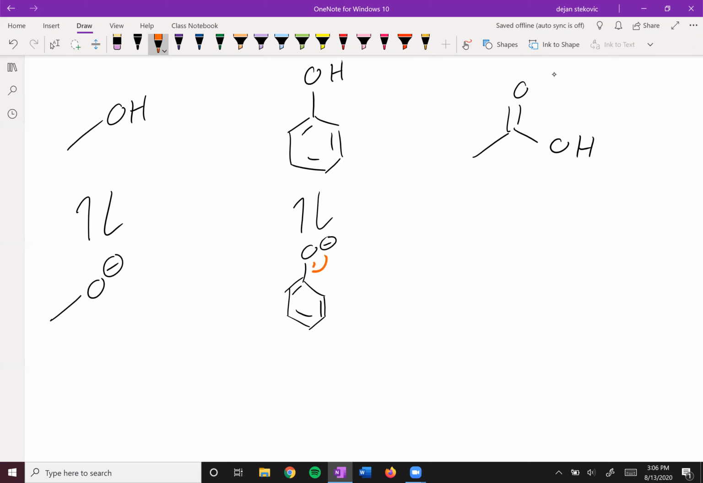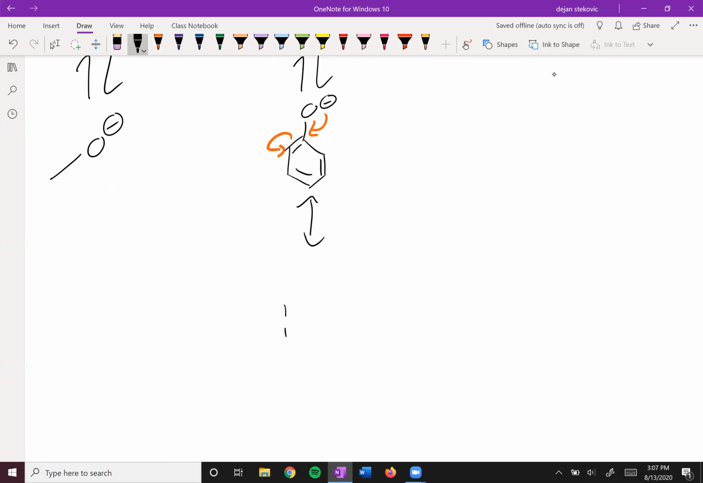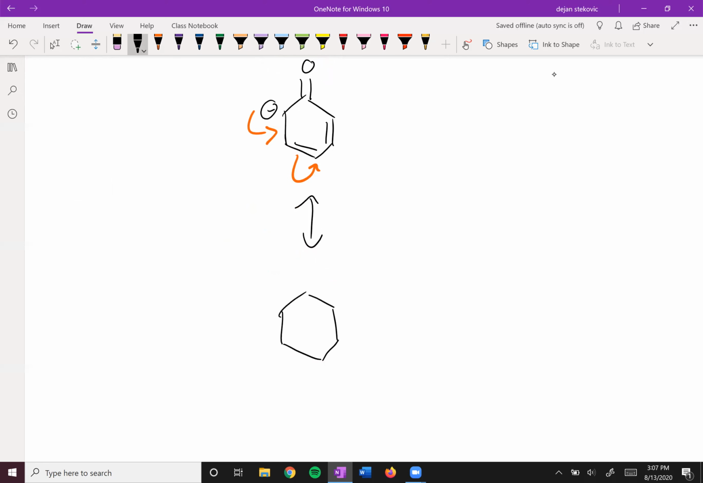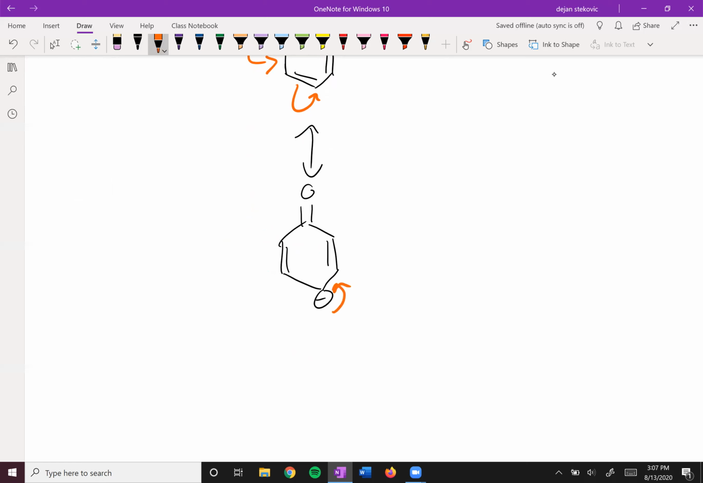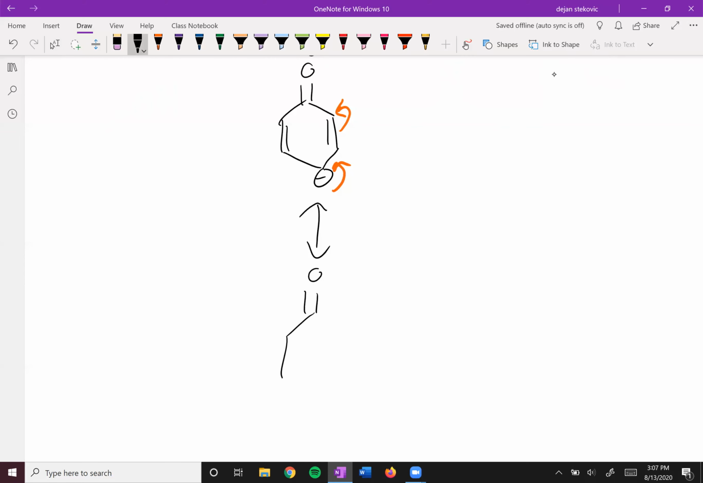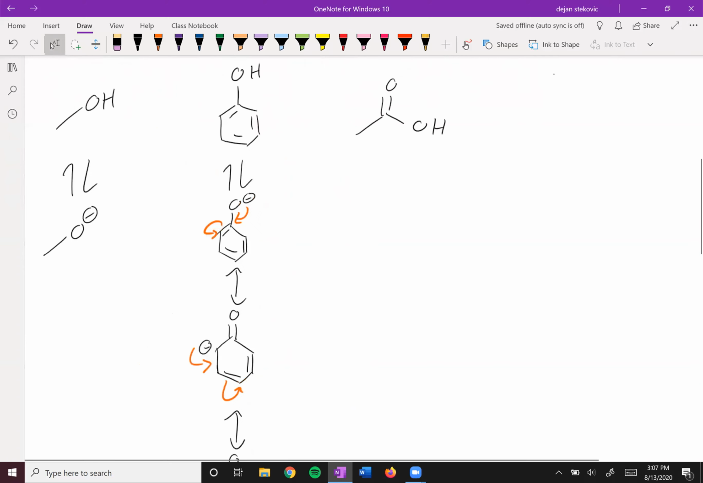And we can kick this negative charge all over the place, right? We can move it down here. And then we can further move it all around this ring. Right, and one more step. And then this next step right here, you'd go back to your original compound, right? So got a whole bunch of different resonance structures, essentially kind of 4 good resonance structures there.